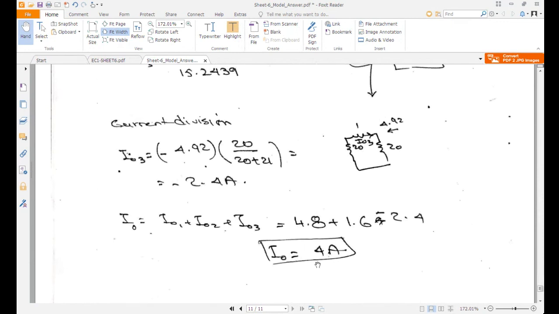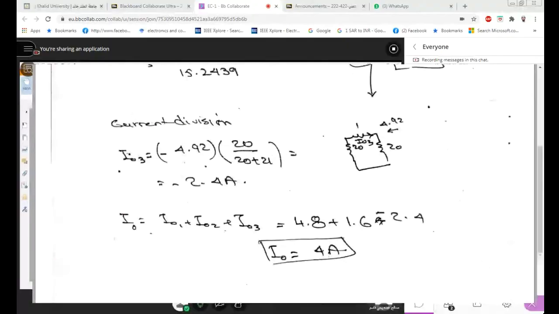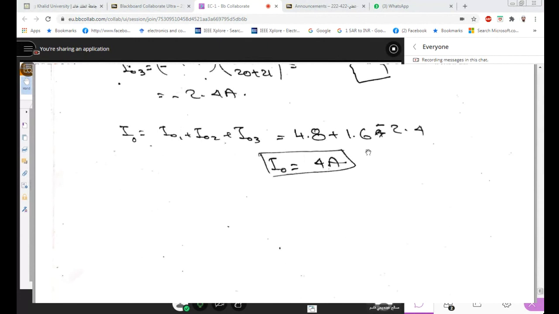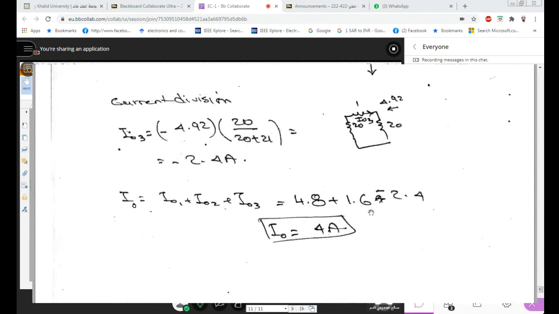Sorry, this total is minus 2.4. So we got 4.8 as I1, and I2, just now I explained, is 1.6. 1.6 minus 2.4, this one. Finally, I naught you will get is 4 ampere. Is it clear?